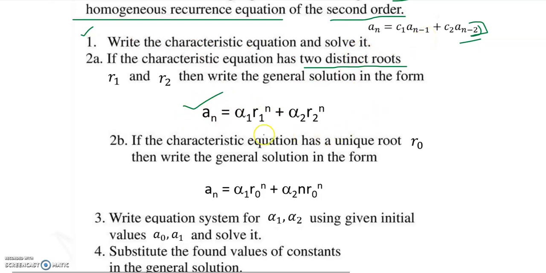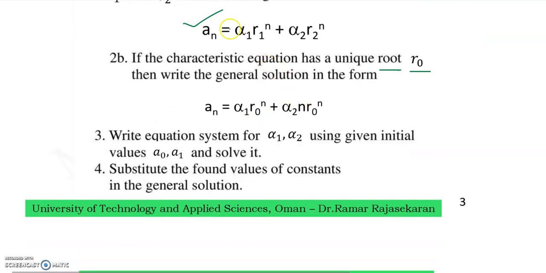Suppose the characteristic equation has a unique root. That is, there are 2 roots but the same root repeating. Say r naught is a root but it is repeating 2 times. That is called a unique root repeated 2 times. Then in that case, how to write the general solution? a n is equal to alpha 1 r naught to the power n plus alpha 2 n r naught to the power n. These 2 are arbitrary constants. You see here we multiply n and then r naught power n. Understand what I am telling?